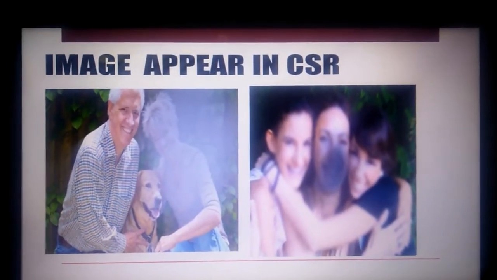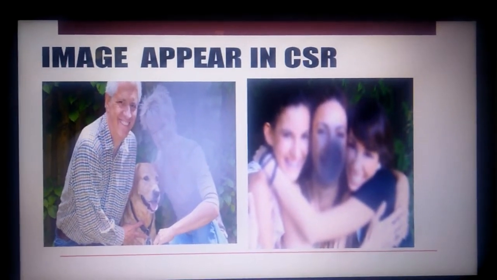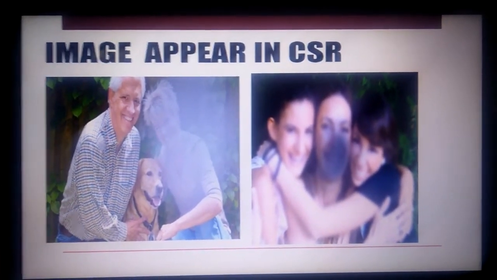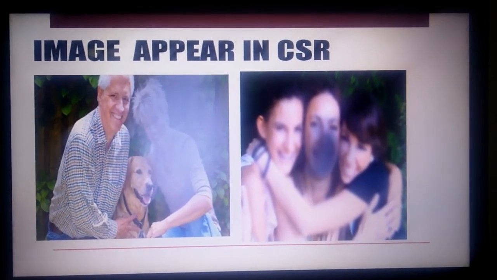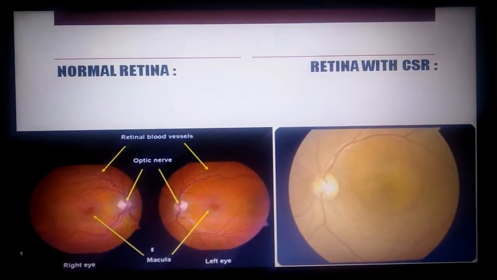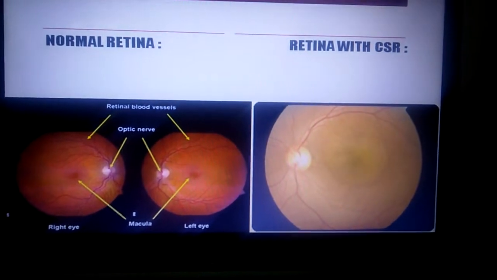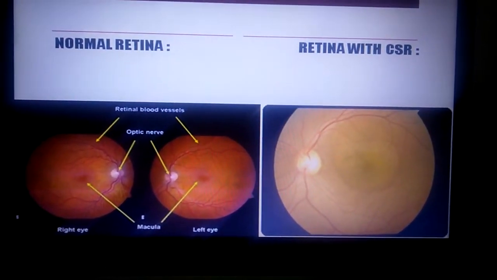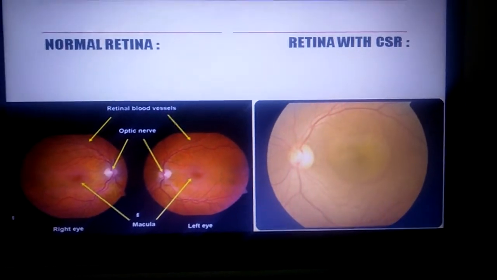A person who has no problem can see any image with clarity, but a patient who is suffering from CSR will see an image like this. Now here two different pictures are showing. The first picture is a normal retina and the second is with CSR.